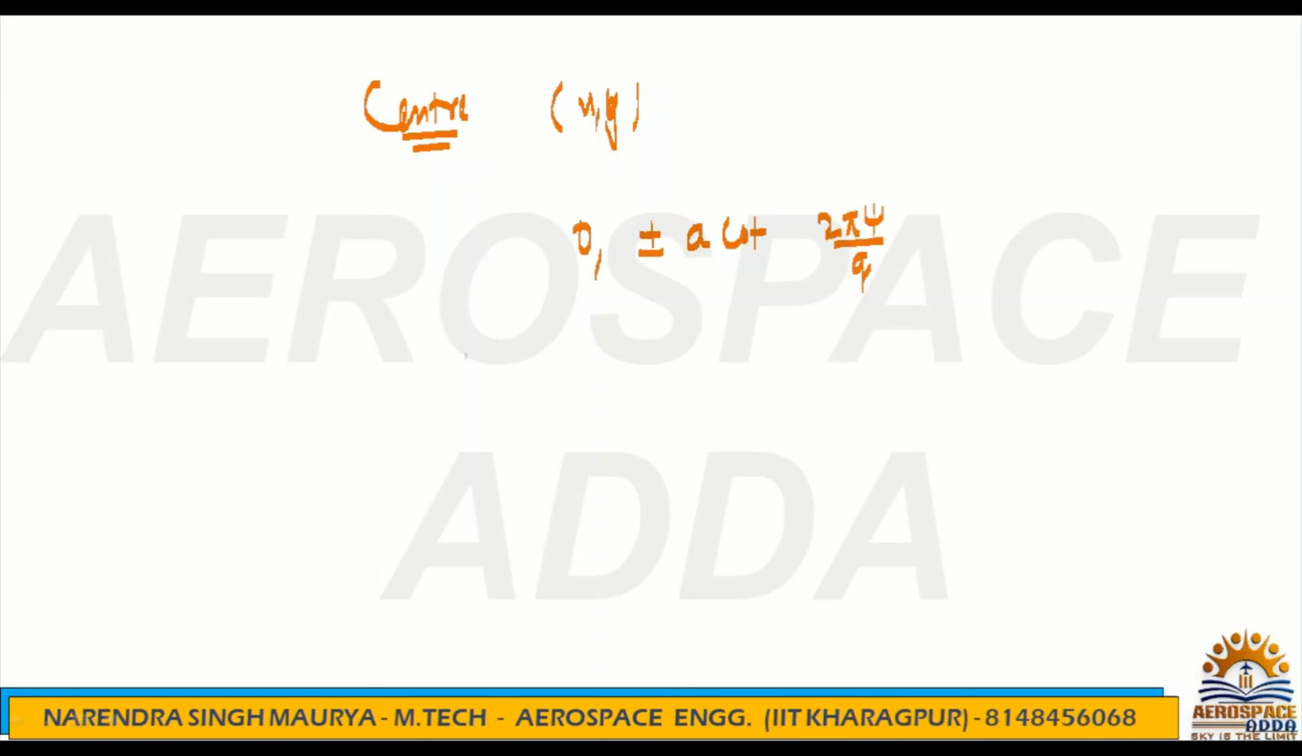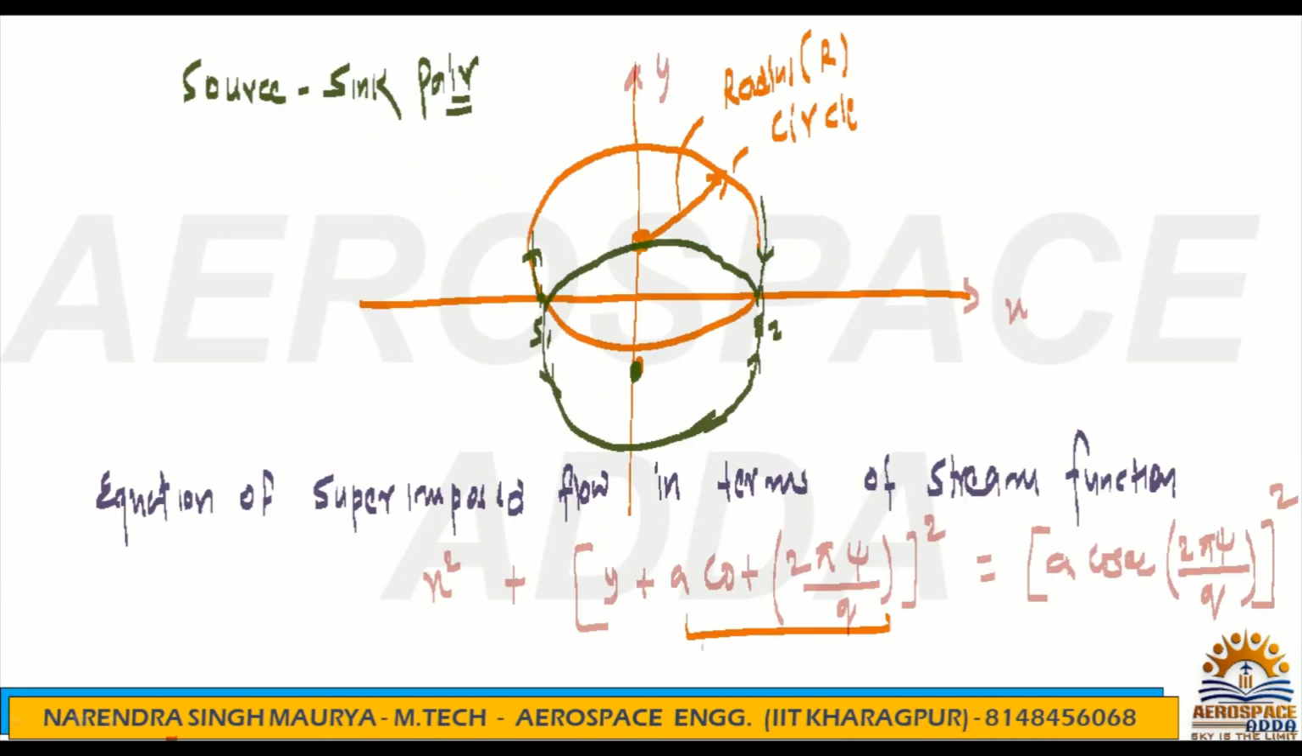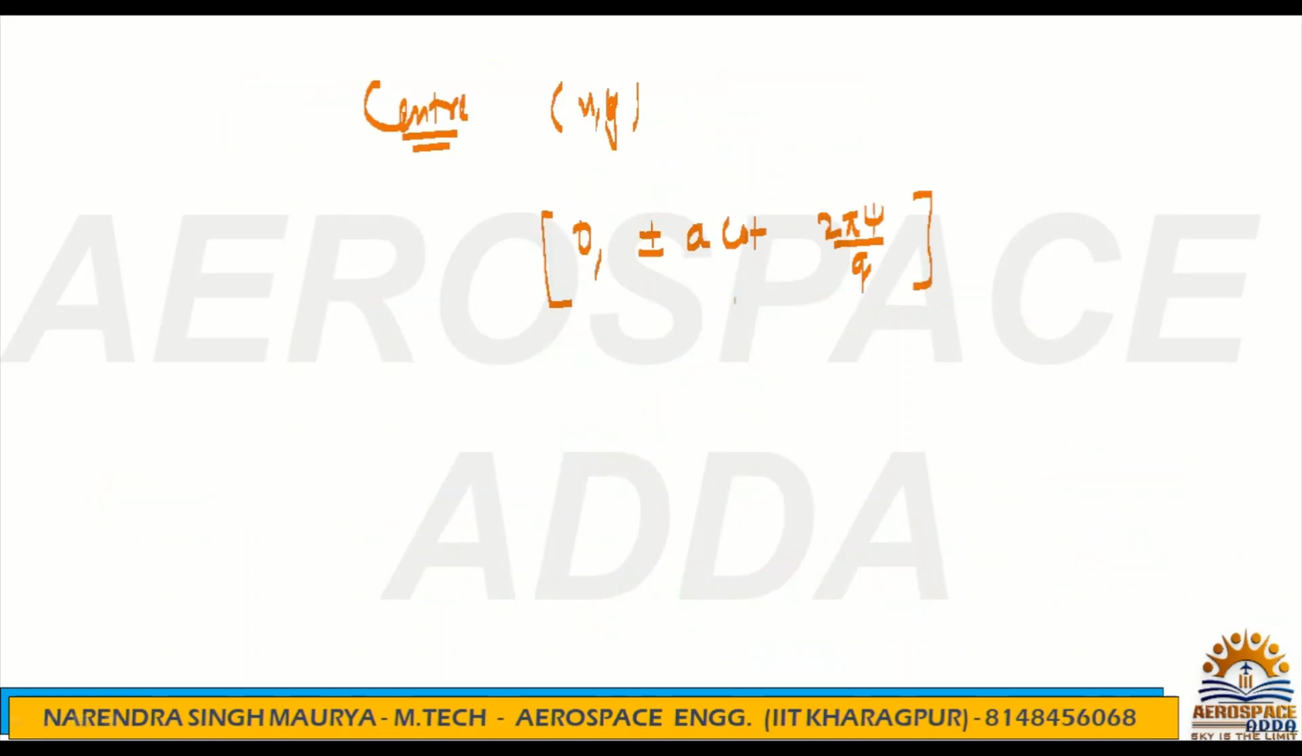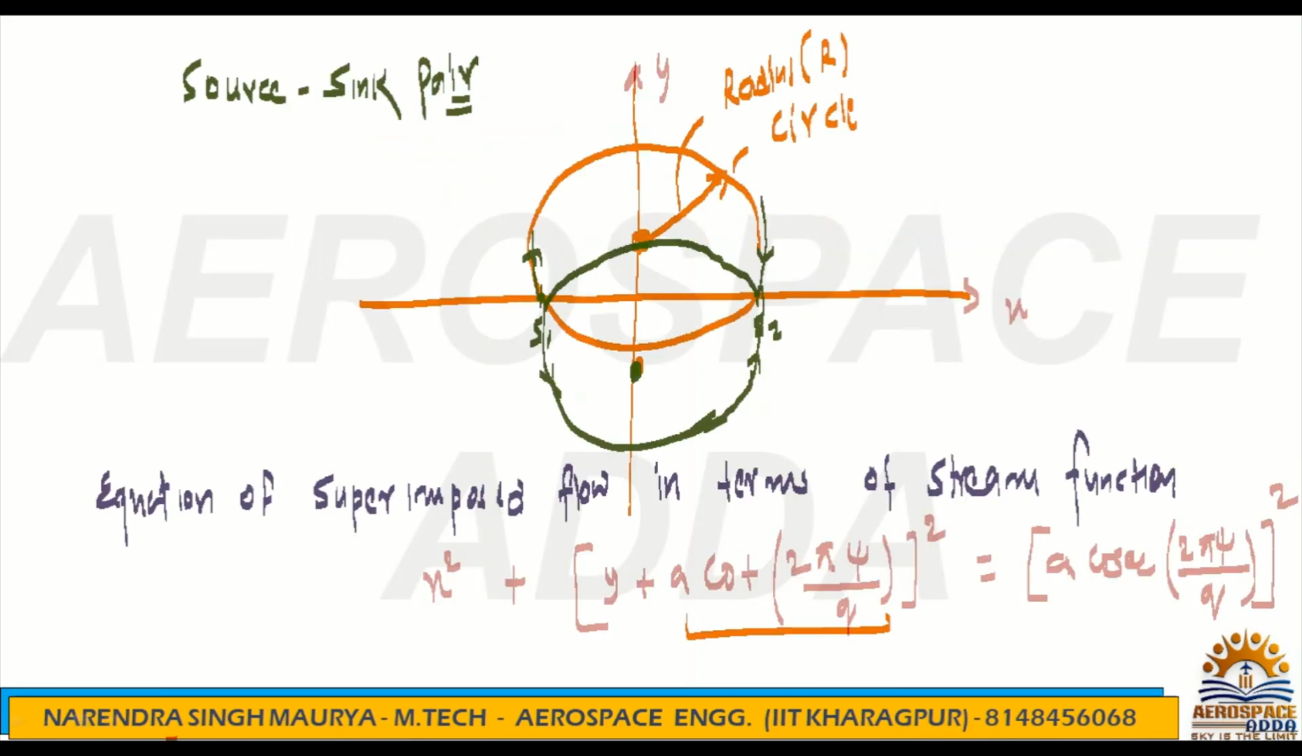This is the center, the x and y value. Also you can see this, I told you this is y plus something. So this is nothing but what? a cot 2 pi psi by q. Yes or no? For that reason, this a cot 2 pi psi by q you got here is the center. Now if this term will be 0, then it will be what?